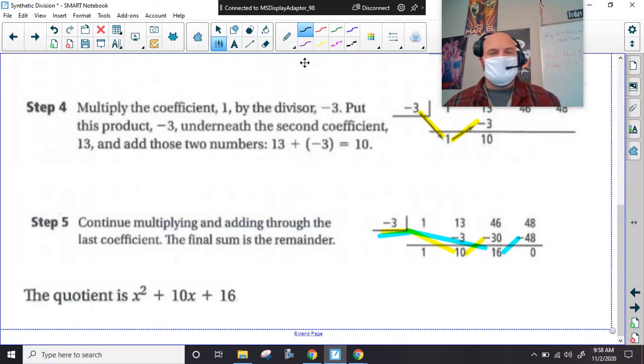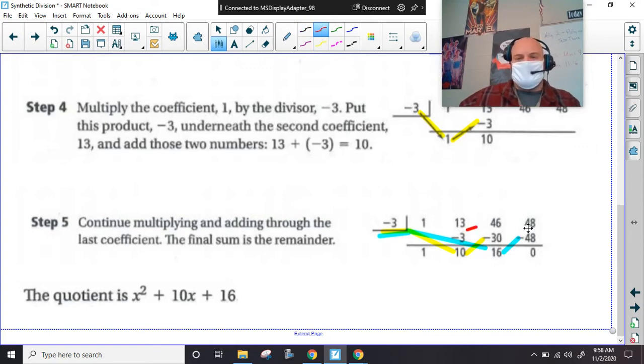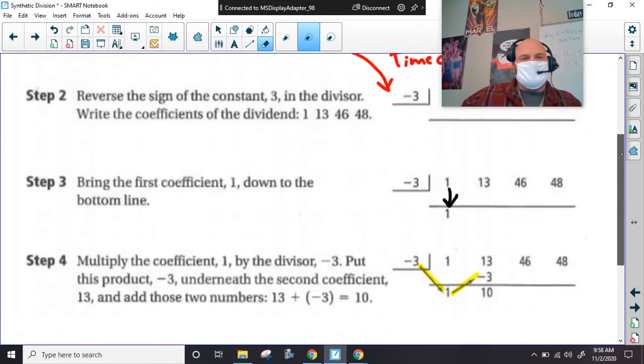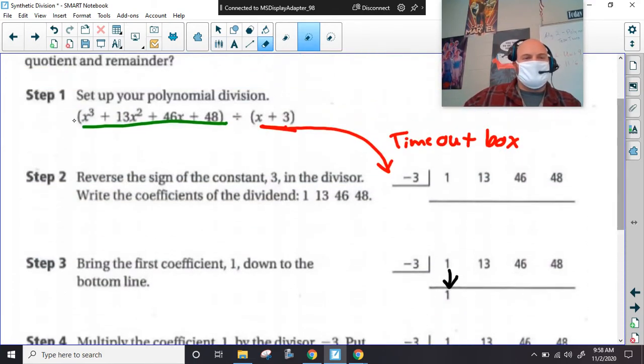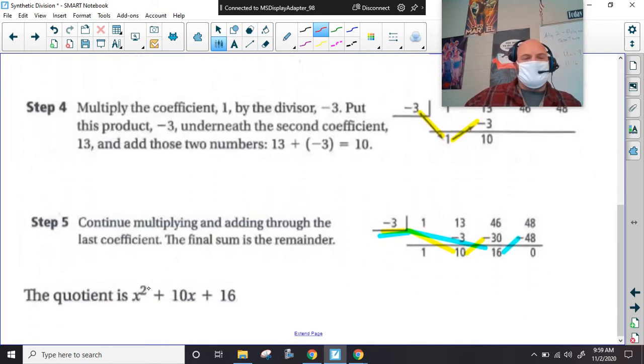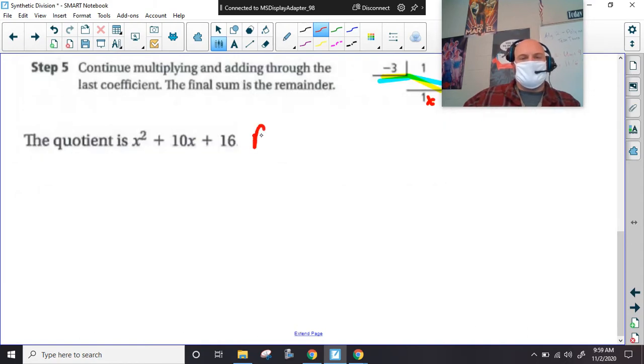Okay. And I know this is probably the best thing I could find. It's not very good to see it. It's better to do it. But this is only part of our answer right here. Okay. Now, what we'll do is, since our highest degree right here was 3, when we write our answer, it's always 1 less than that. So we start with this number. This would have been x squared plus 10x plus 16. And then there's a 0. And sometimes people will write an r of 0. That means remainder of 0.